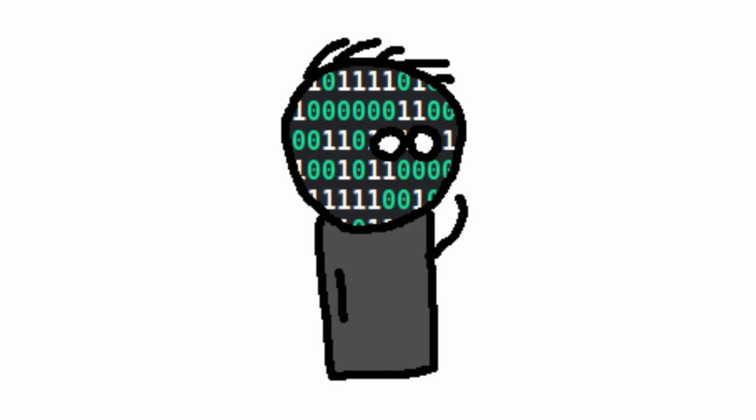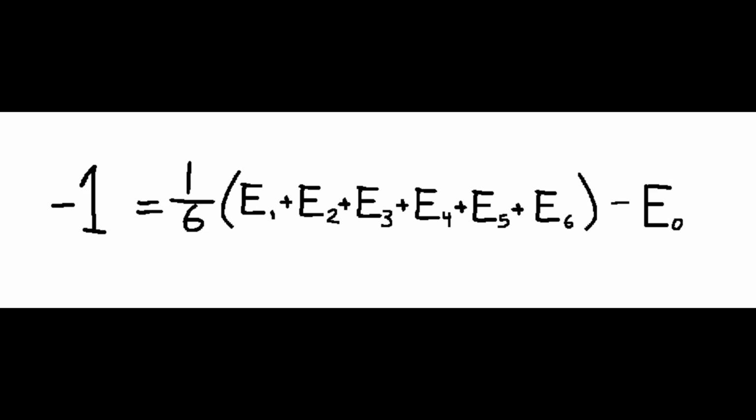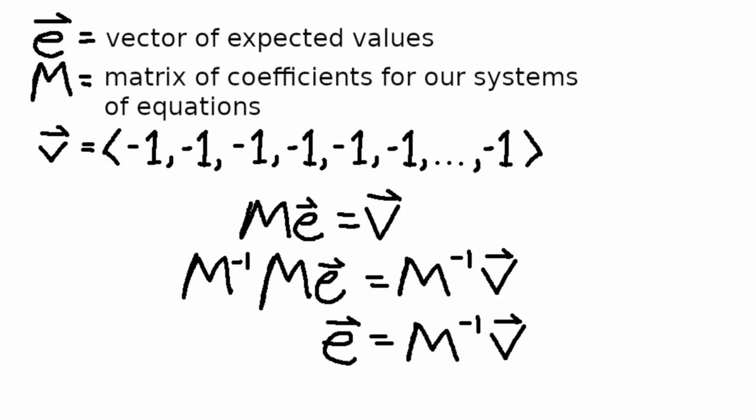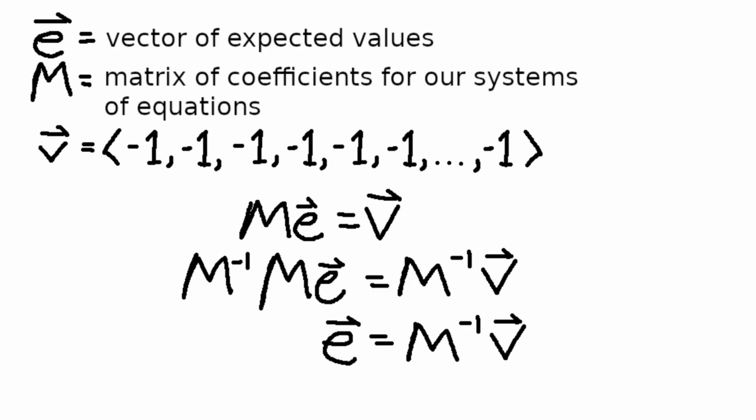Of course, I'm not that crazy. We can have the computer do it for us. We can rewrite the equation as the following. And then for each equation, we can have a vector of values representing the expected values of each state, call it E, and then put all of the coefficients in a matrix M. This is just basic linear algebra, and we can then have this matrix vector product equal to a vector V that has all components equal to -1.